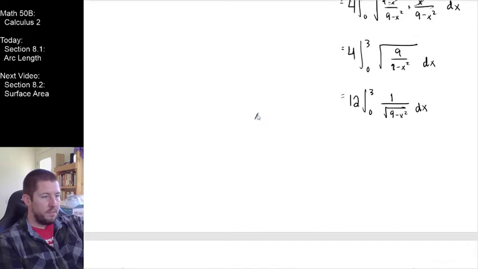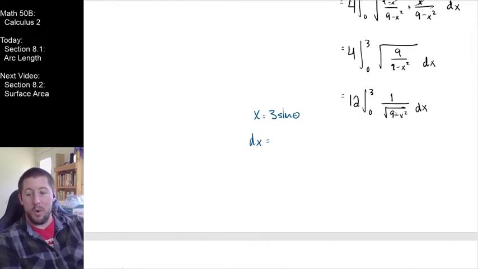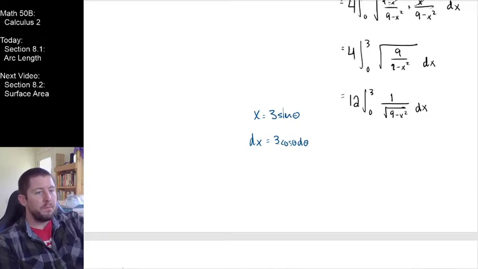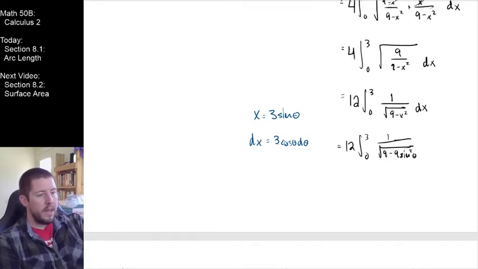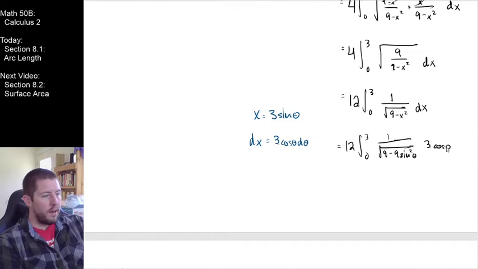So it looks like our substitution that we want to do, based on all the trig subs that have cropped up in the last couple weeks, is I can do 9 minus 9 sine squared, 1 minus sine squared will be cosine squared. So that's going to be my goal swap here. Dx is 3 cosine theta d theta. And I'm going to use this substitution now for a 12 integral from 0 to 3, 1 over the square root of 9 minus 9 sine squared theta, with dx being 3 cos theta d theta.